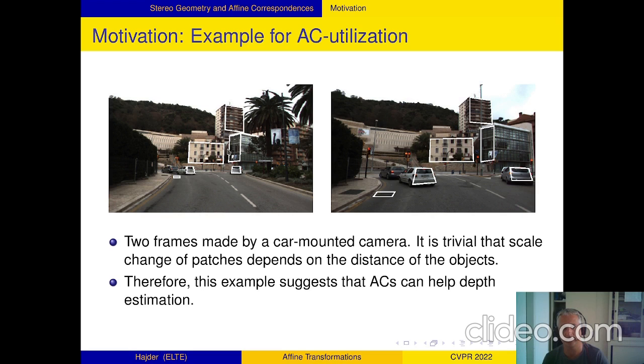You see that these buildings are quite far from the camera. And in the right image, the cars which are waiting for a red light are closer to the vehicle on which the camera is mounted. This example suggests that the scale itself, which is a type of affine transformation, encodes information about the depth of the object, the distance of the object with respect to the camera.